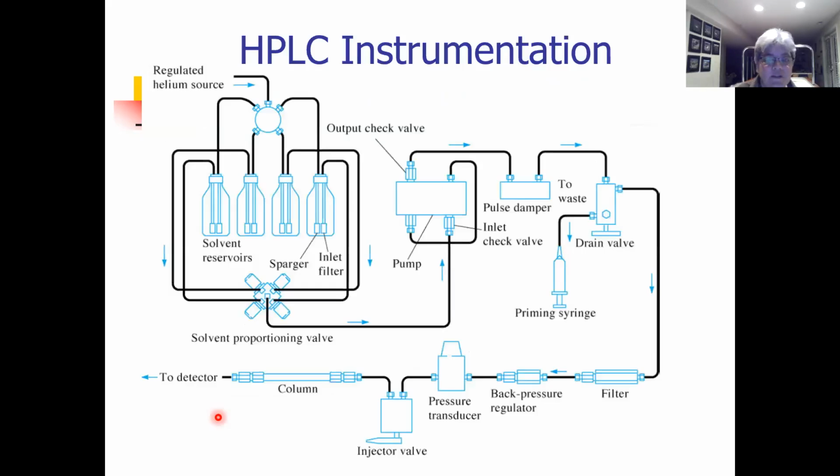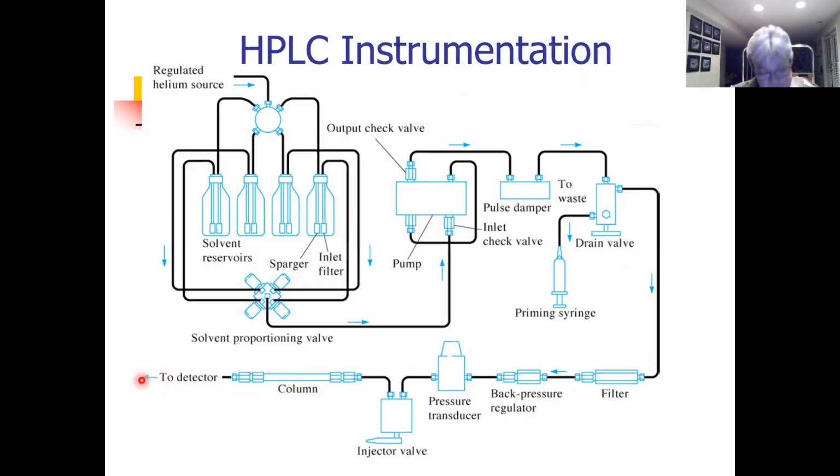Okay, so let's look at the instrumentation. Here's a diagram showing a basic setup. And notice here, this is where we're going to have our solvents. And then we'll need a pump. And then we've got a whole bunch of stuff, but all of this is basically to get the sample into the injector valve, bring it to the column, and then off to a detector.